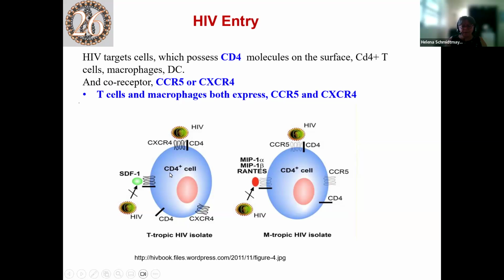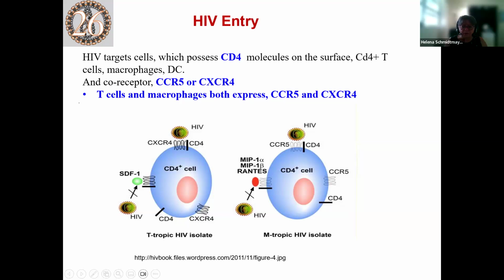Why is this important? CCR5 is important for transmission. However, when CXCR4 viruses occur, it's a bad sign because they are much more pathogenic. They replicate to a higher level and cause cytopathic effects in the infected T lymphocytes. So they kill the infected cells much more rapidly and to a higher extent than CCR5 viruses. So the occurrence of CXCR4 using strains is always a bad sign.